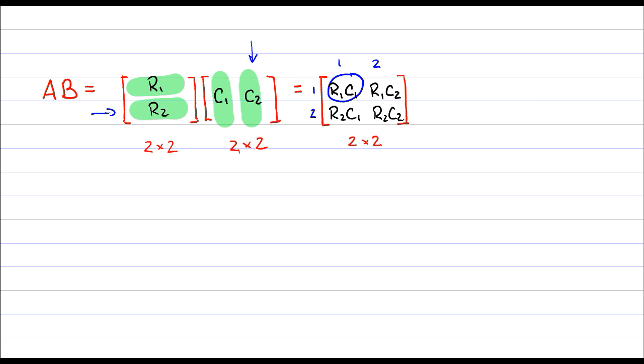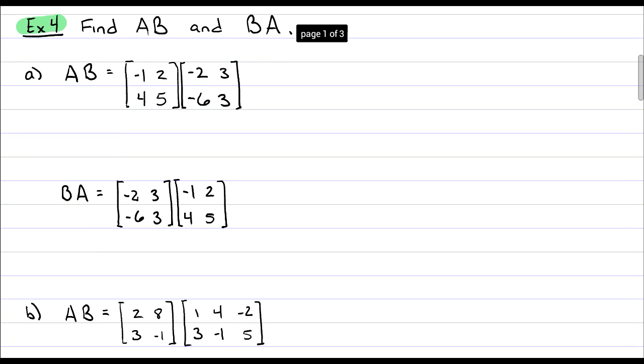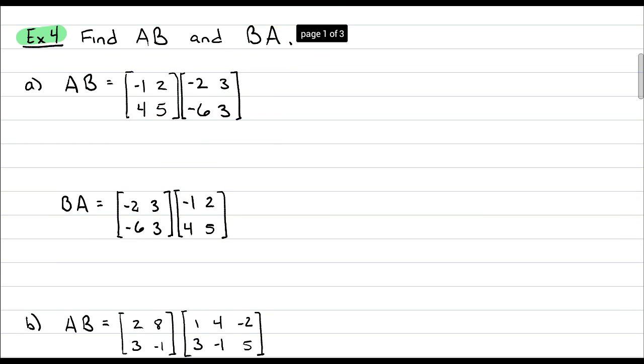So let's see how this works in an example. Okay, so in example 4, part A, I have two matrices, A and B, and I want to calculate both products, A times B and B times A. So let's start with A times B.